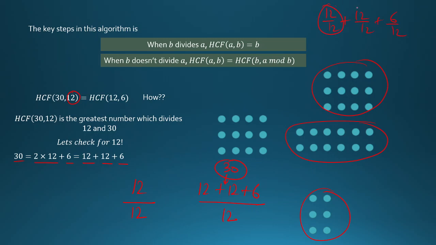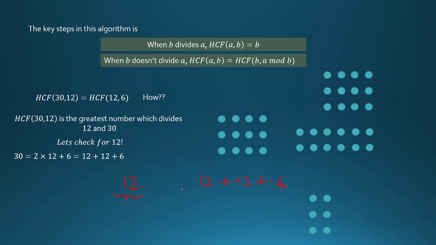So this will be divisible, this will be divisible, but 6 by 12 is not a whole number, right? So there is the problem. The 6 is creating the problem. So you have 12 and you have 30, which is 12 plus 12 plus 6. So 12 is not the HCF.